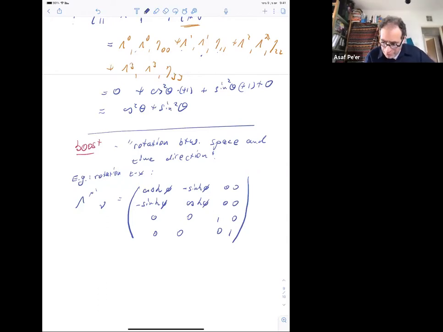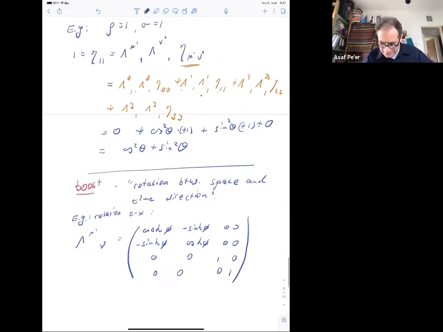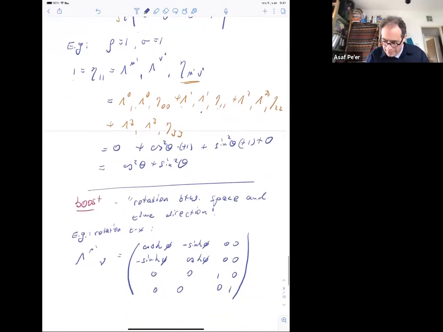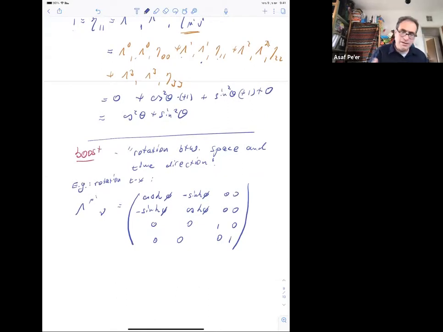So the format, as you can see, is the same as the format of a rotation. We just changed from cosine and sine to cosine hyperbolicus and sine hyperbolicus, and we added one minus sign. And of course, unlike the rotation angle theta, which takes values between 0 and 2 pi, the boost parameter phi can take any value between minus infinity and plus infinity.